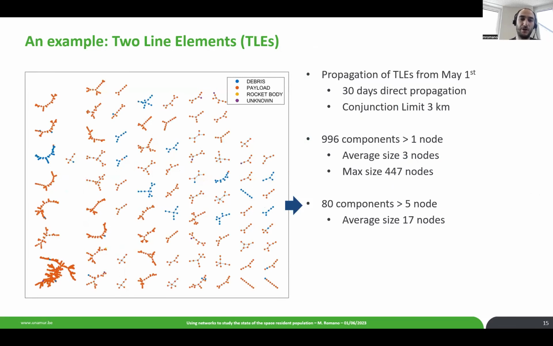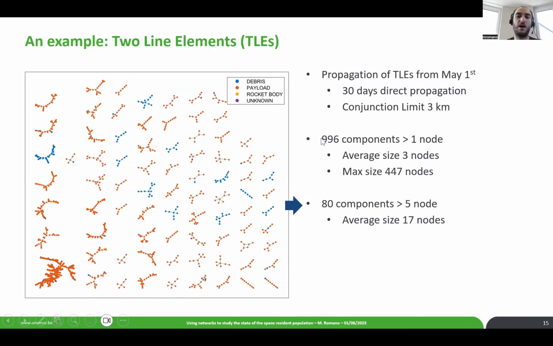So now if we look at the propagation, we actually have to integrate the equations of motion of the satellites, of all of these objects, over 30 days. We consider in this case 3 kilometers as the conjunction limit, just to make the components larger, and for reasons that you will see later. And we get a similar situation.